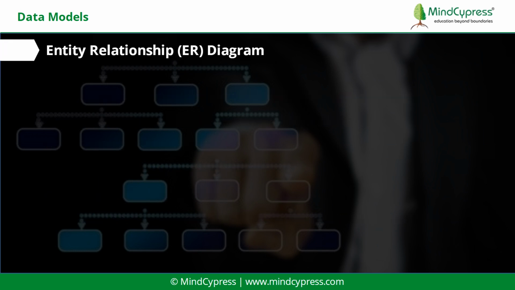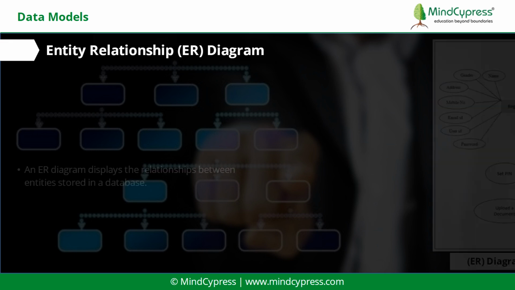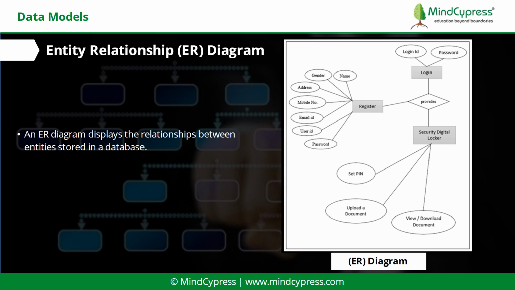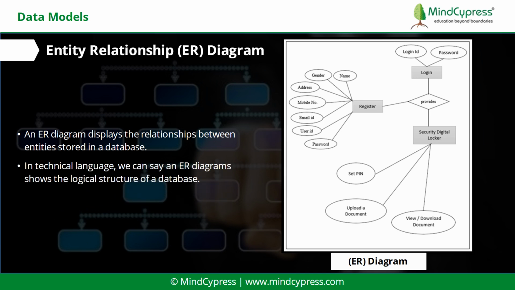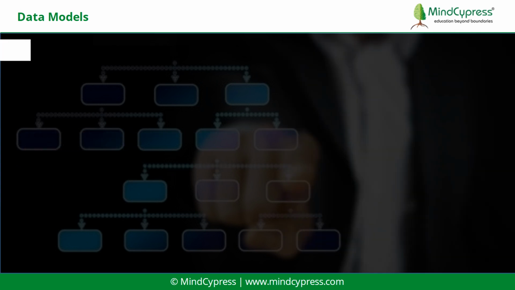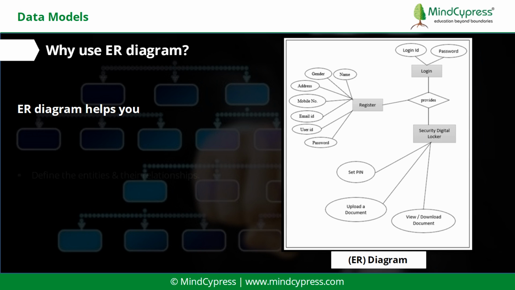Entity relationship diagram. An ER diagram displays the relationships between entities stored in a database. In technical language, we can say an ER diagram shows the logical structure of a database. Why use an ER diagram? A diagram helps you define the entities and the relationships.